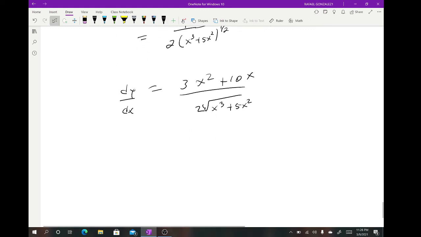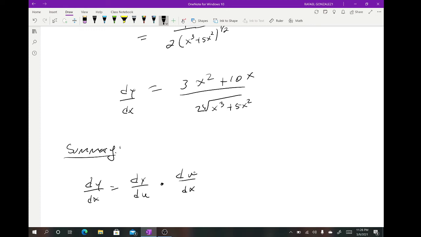And this is the chain rule. So to summarize once more, if you're taking the derivative of a composition, then that's the same thing as taking the derivative of the outer function with respect to u and then multiplying it by the derivative of the inner function with respect to x. And u represents the inner function here.